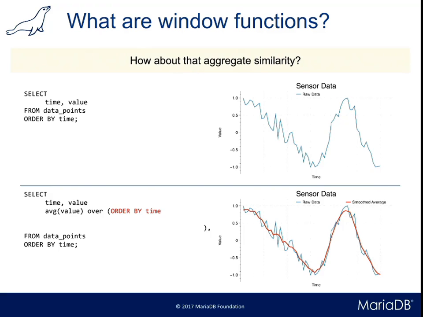So here we take the time and value, and we average the value. First, we order the results by time, because we're still interested in them in chronological order. But we also tell the average function to take 3 rows before the current row and 3 rows after. So it's averaging over 7 values in total.